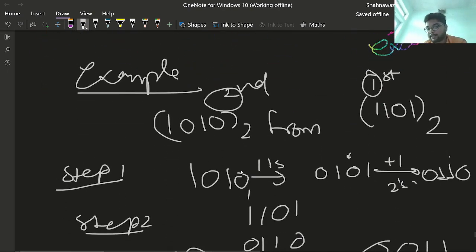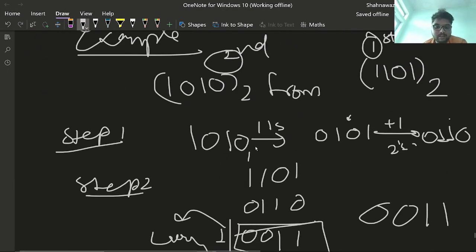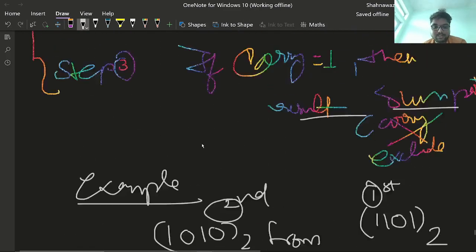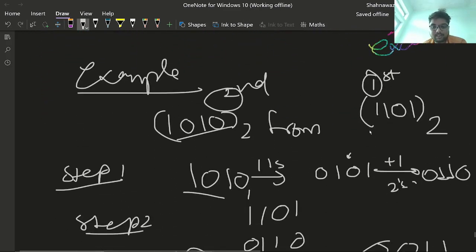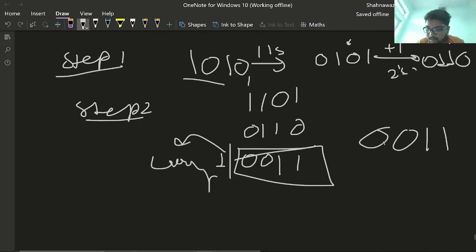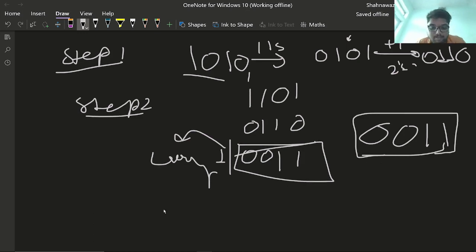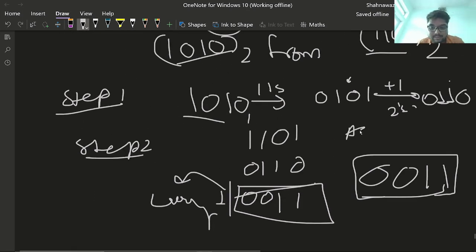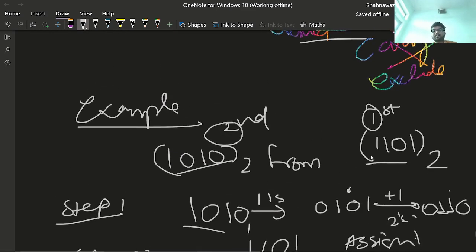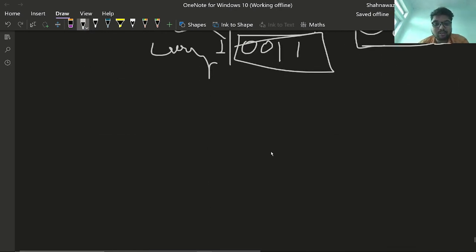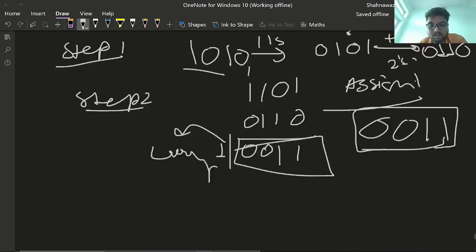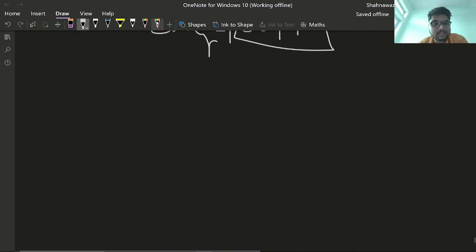You can also check by converting it to arithmetic form and verifying whether it is correct or not. You have to show this in your assignment, whether it is correct or not.